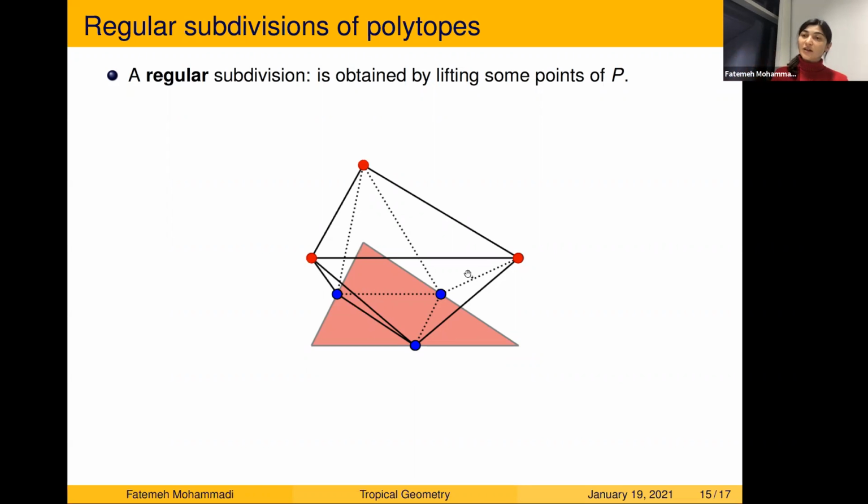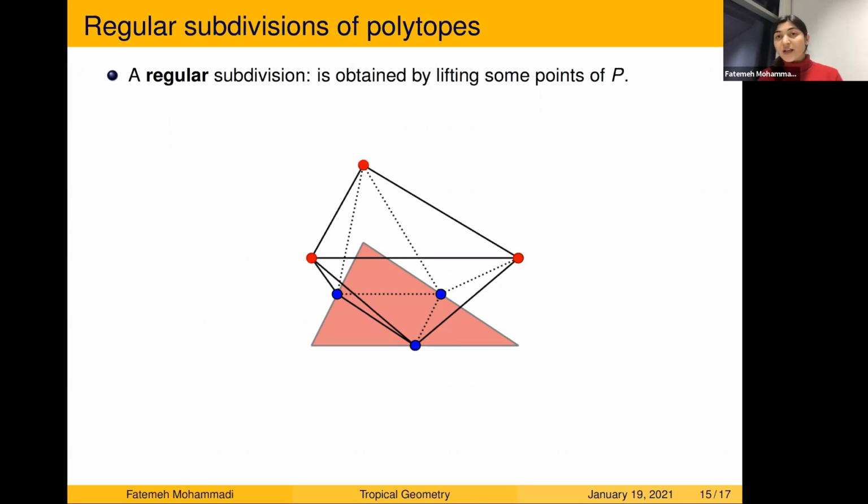So I consider the convex hull, and I have a polyhedron upstairs, and then I project it back to the original space, to R2, and that induces a subdivision here. So in this case, I have subdivided my original triangle into 4 little triangles. Okay, so that's called a regular subdivision.